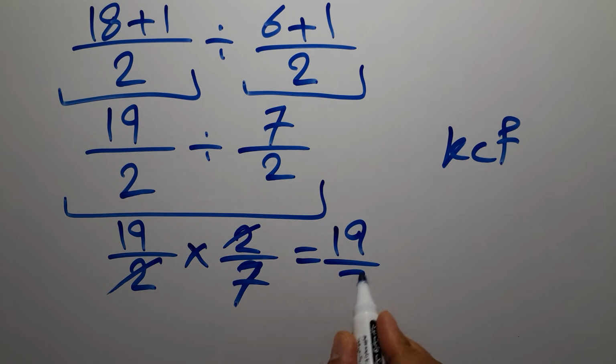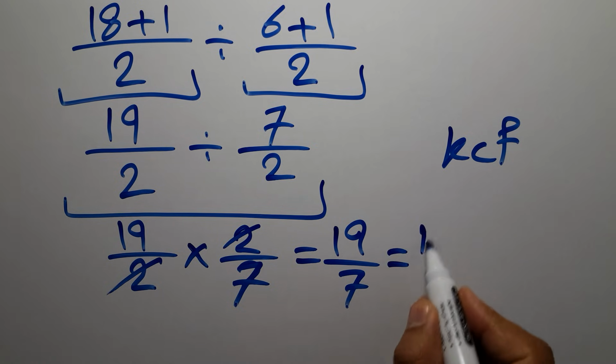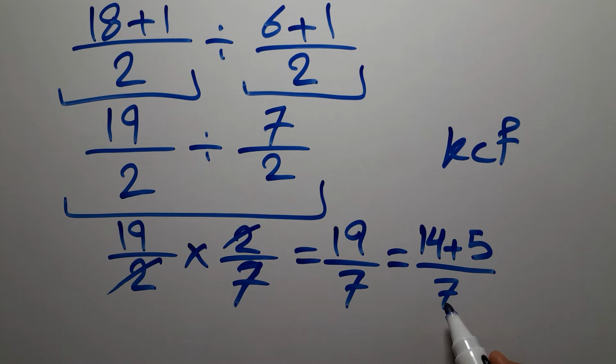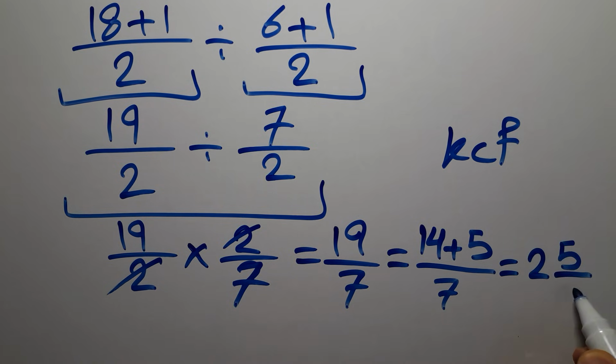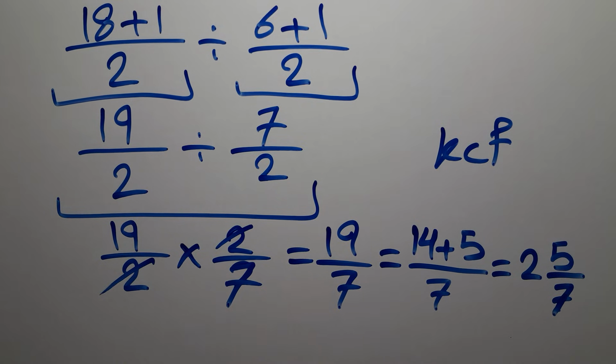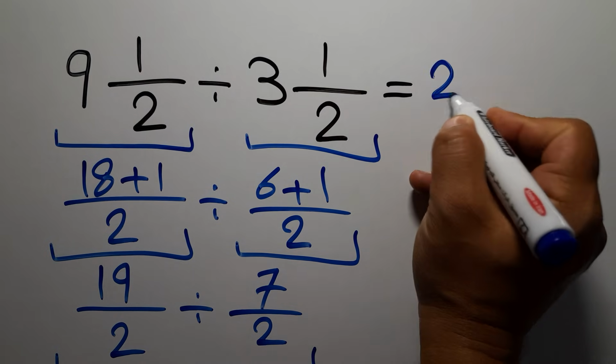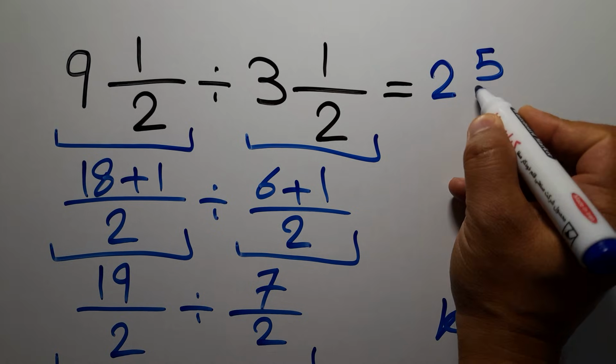19 over 7. Now, let's convert this improper fraction to a mixed number. 19 can be written as 14 plus 5, over 7. 14 divided by 7 gives us 2. So 2 and 5 over 7. And this is our final answer to this problem. The correct answer is 2 and 5/7.